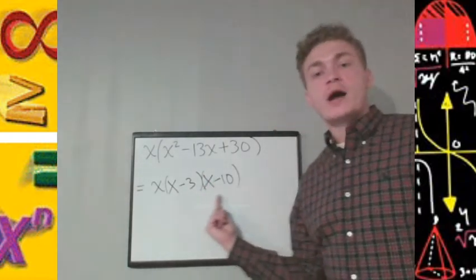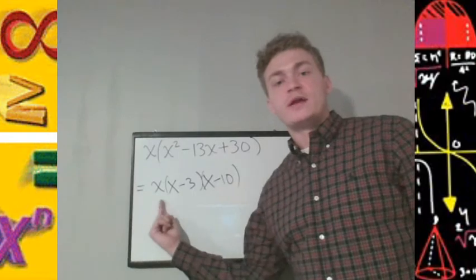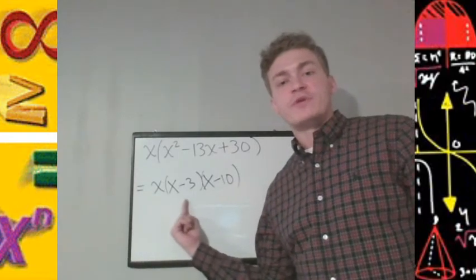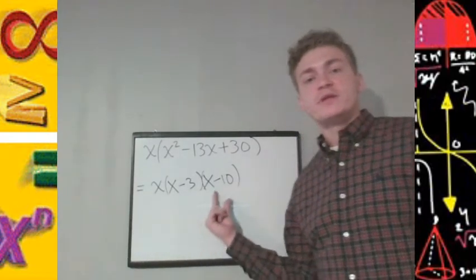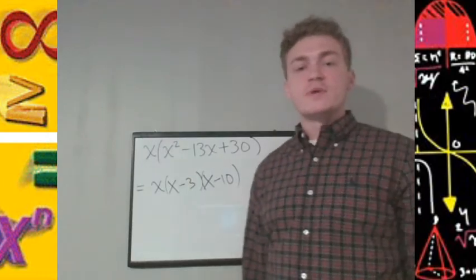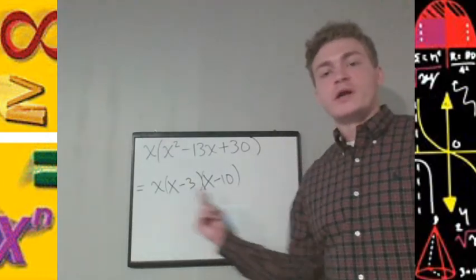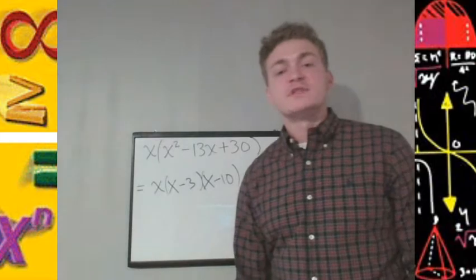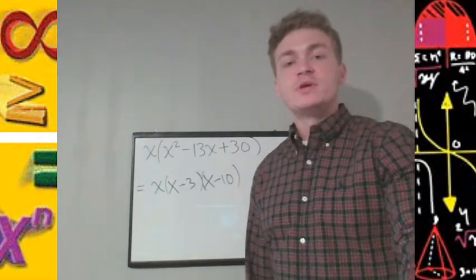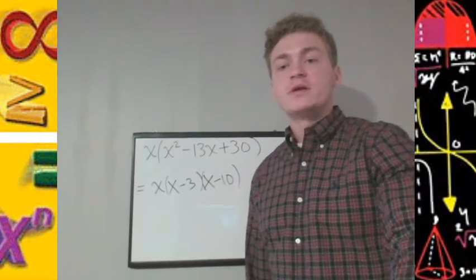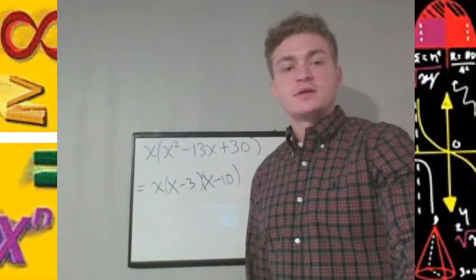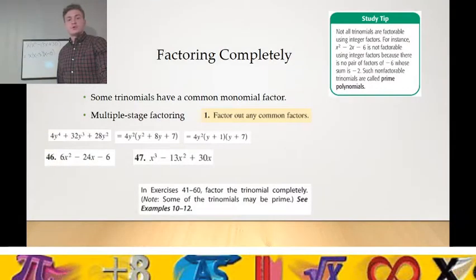These three prime factors: x is prime because we cannot further factor it. x minus 3 is prime because we cannot further factor it. x minus 10 is prime because we cannot further factor it. The product of these three factors will give us the trinomial x cubed minus 13x squared plus 30x, as we see here for number 47.